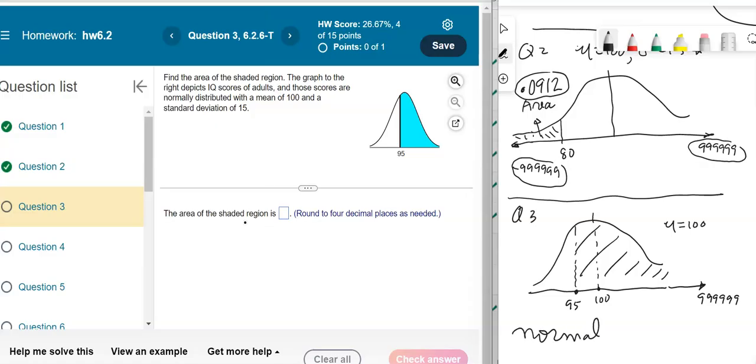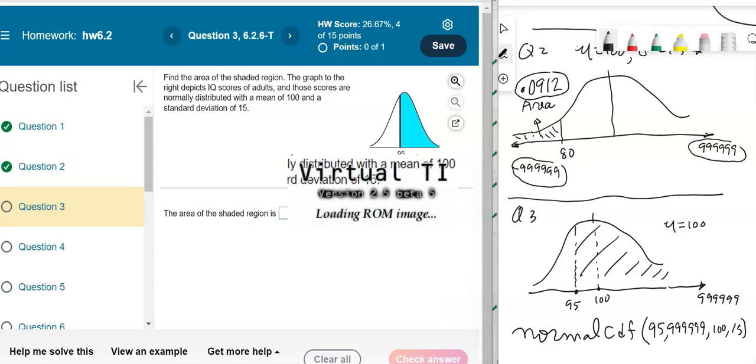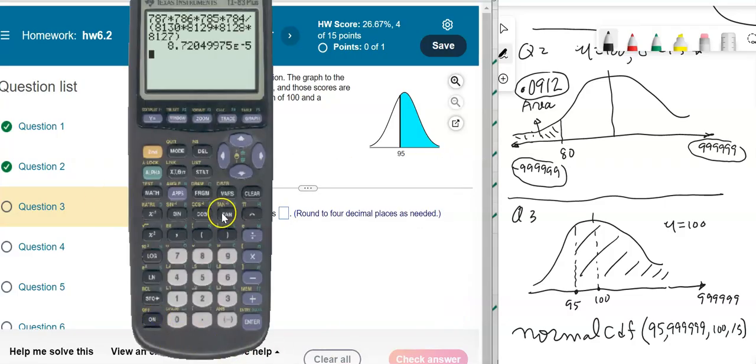So this is normal CDF, 95, 999999, 100, 15. If you use the TI-83, you go to the same function, second VARS, normal CDF, and then you put in that order: 95, comma, 999999, comma, 100, comma, 15.